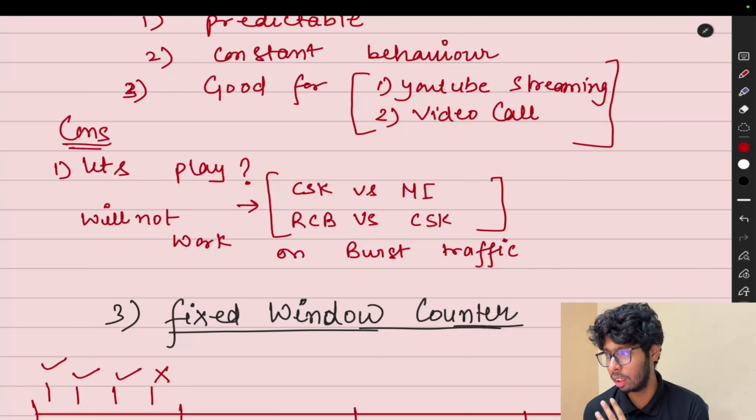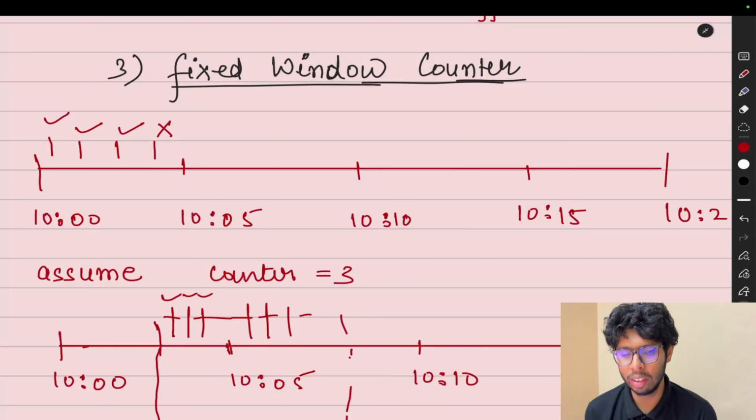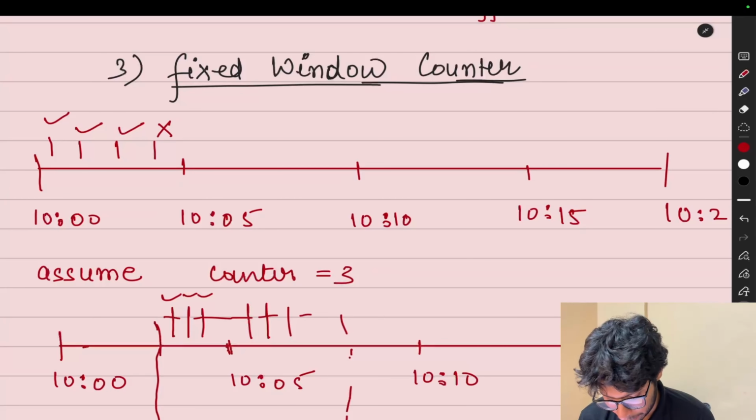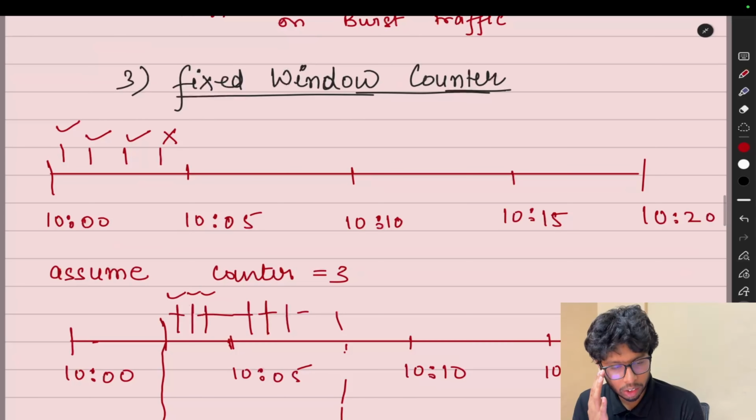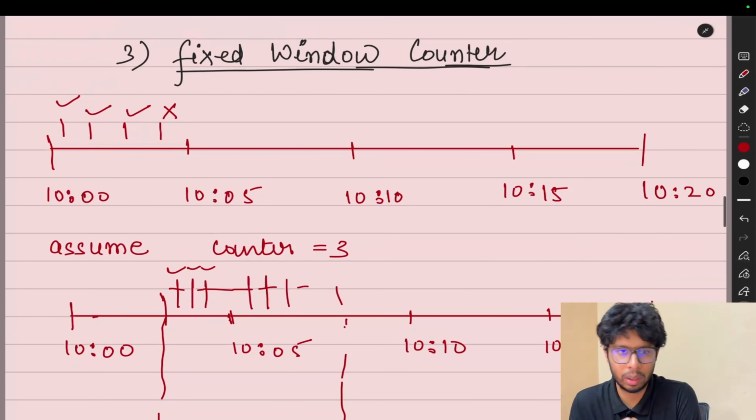Now we come to the third algorithm, the fixed window counter. In the fixed window counter, we just store a timestamp. I draw one timeline from 10 to 20. For every 5-minute time frame, I will say the counter is going to be 3. From 10 to 10:05, we are accepting 3 requests, and I put a tick on them. On the 4th request, we simply put a cross. In this limited window, we can only accept up to 3 counts.